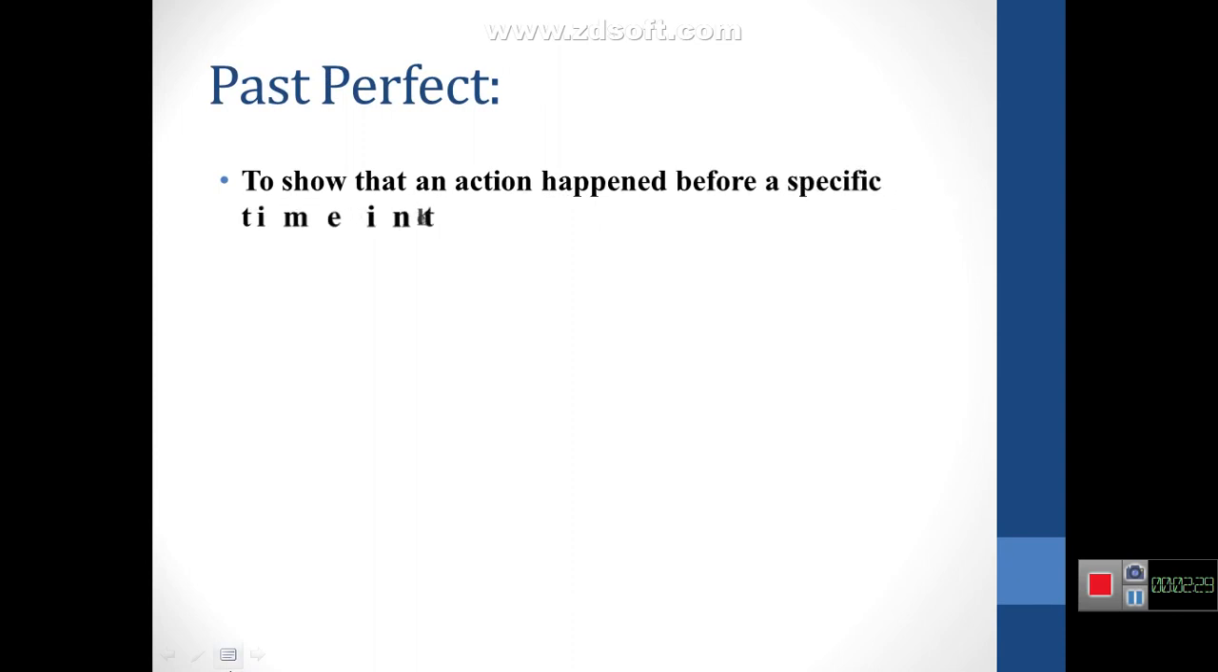Guys, the second use of past perfect, we use to show that an action happened before a specific time in the past. Before a specific time in the past.